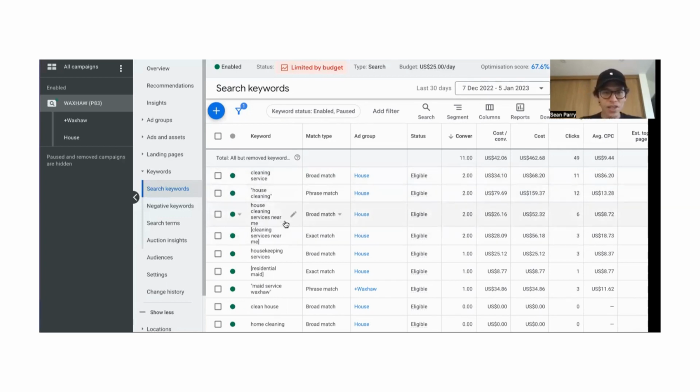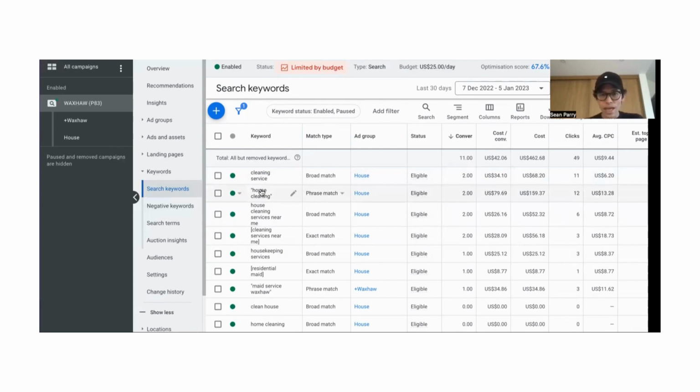So these are the types of keywords that we go after. The match type is an important thing just to cover off quickly. The match type is basically us giving Google a degree of variability in these keywords. So an exact match is very, very specific. We only want to be showing up for this specific term, cleaning services near me, whereas a phrase match or a broad match is us giving Google a bit more ability to bring us variations of this term.